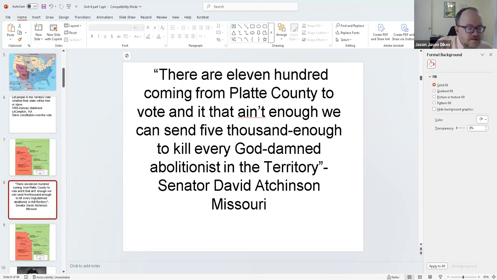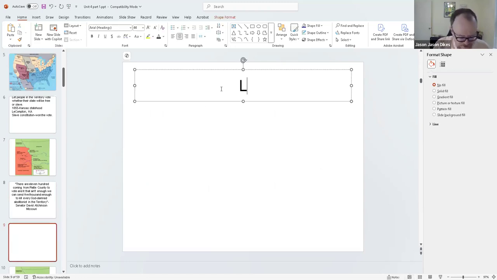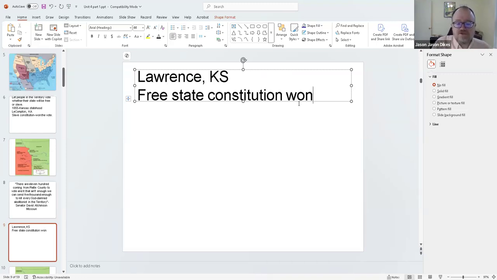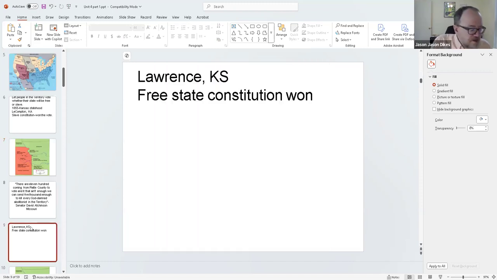This led some people in Kansas to hold a second election where the Free State Constitution won. And so now Kansas has two constitutions. As you can see here, it has two capitals. Lecompton and Topeka are both claiming to be the capitals of Kansas. They have two governors, they have two constitutions, etc.